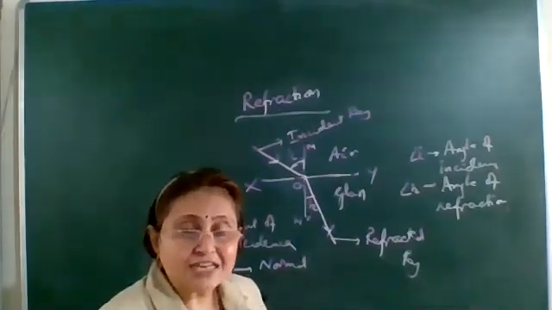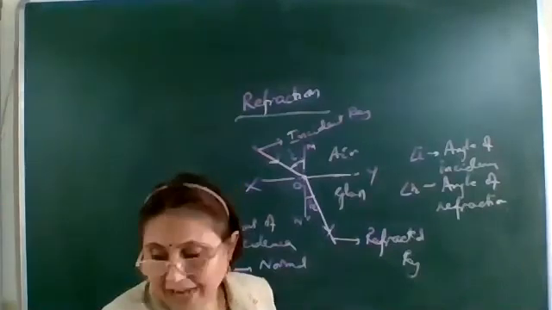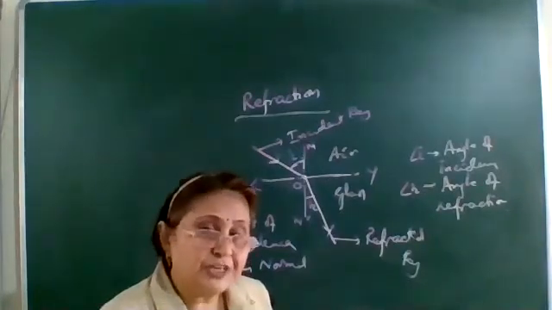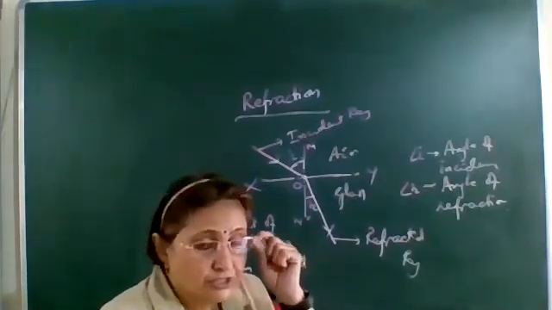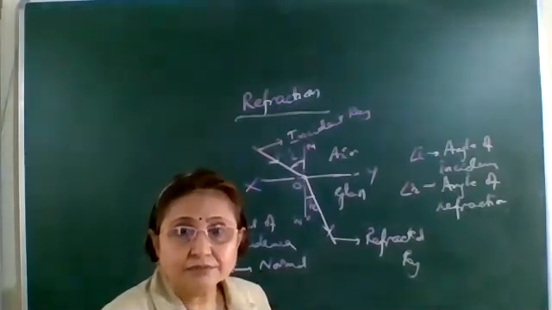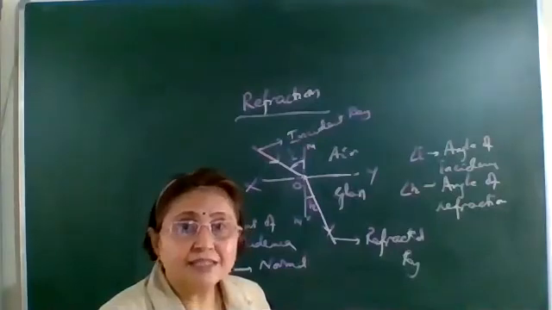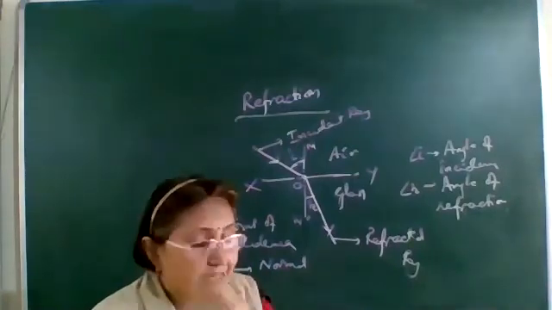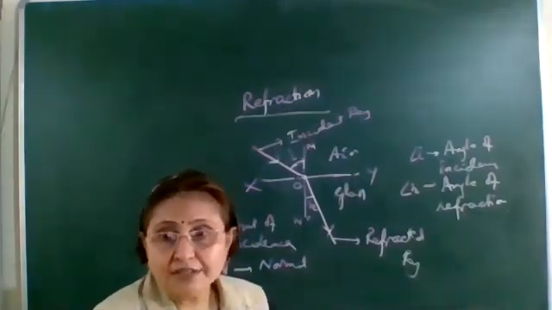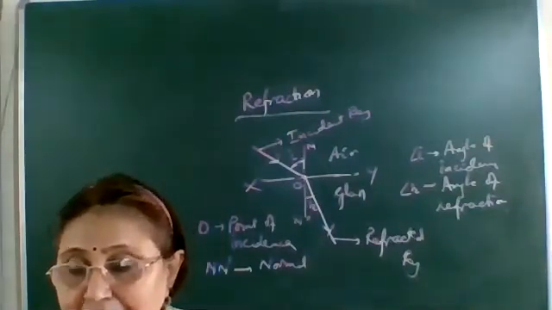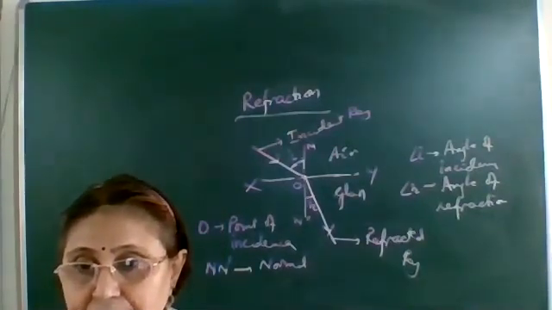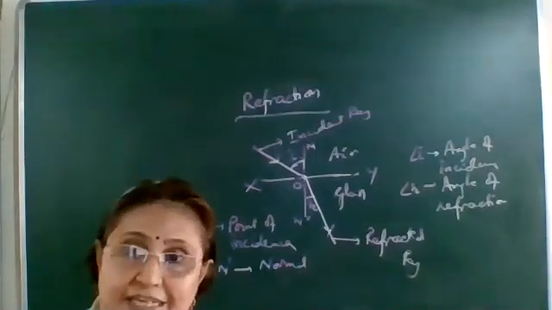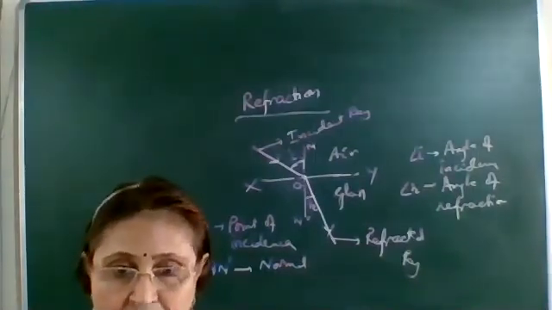Now write down: refraction is due to the change in the speed of light as it enters the other transparent medium. Okay, so the speed of light is different in different media. That is why refraction occurs. Okay, is it clear?